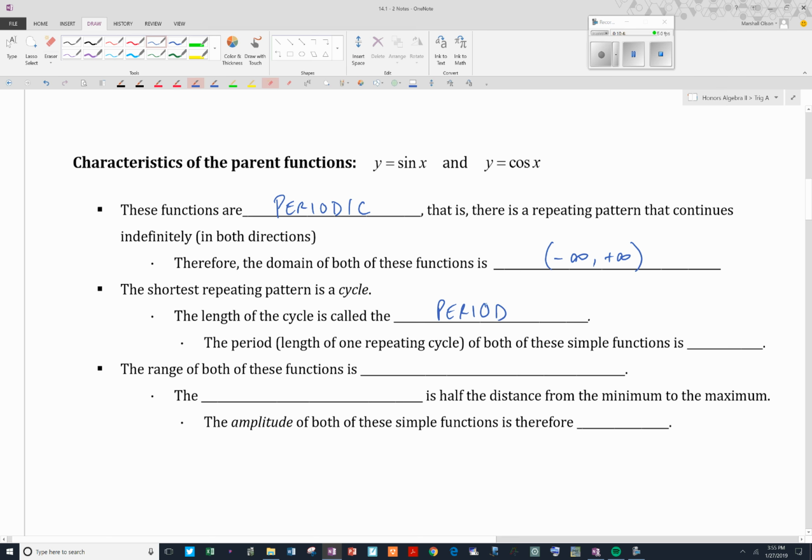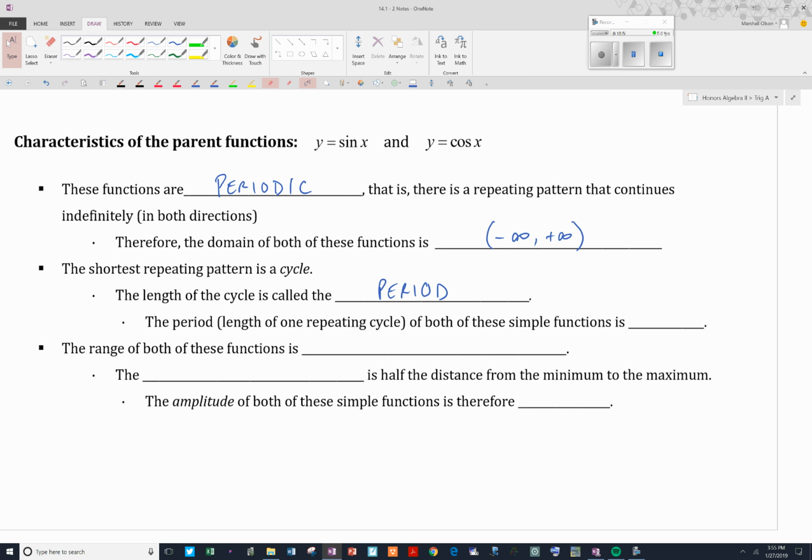The period, or length of one repeating cycle, of both of these functions is 2π. Very important concept. These parent functions repeat their y values every 2π. Now the range of both these functions is not all real numbers. They both go from -1 to 1 inclusive.